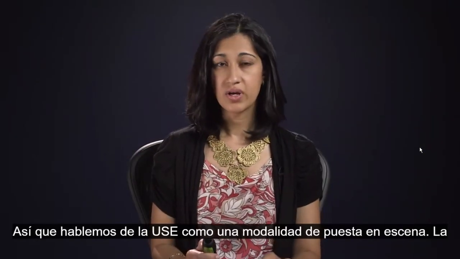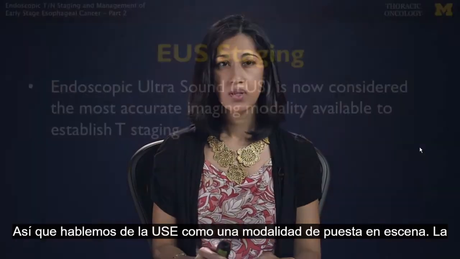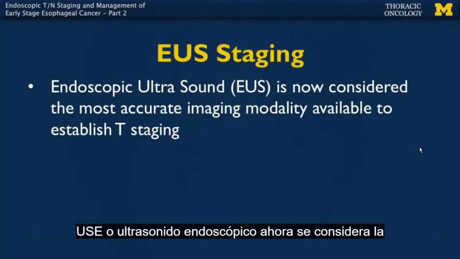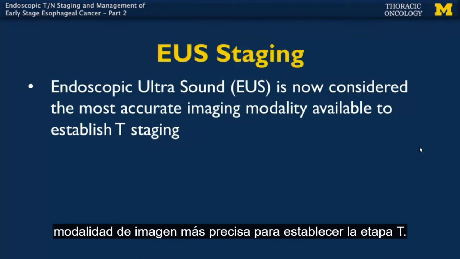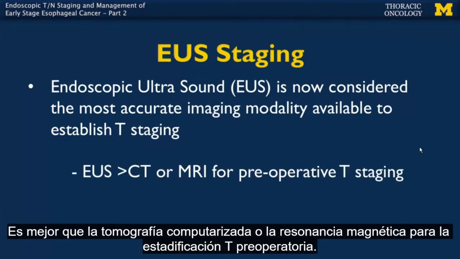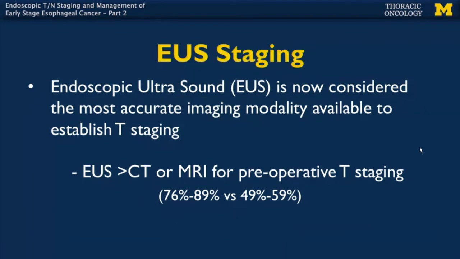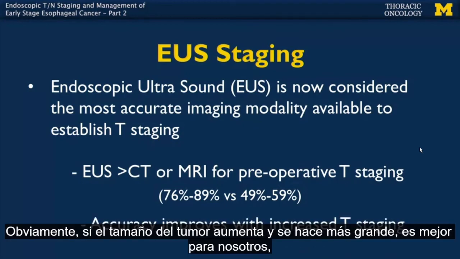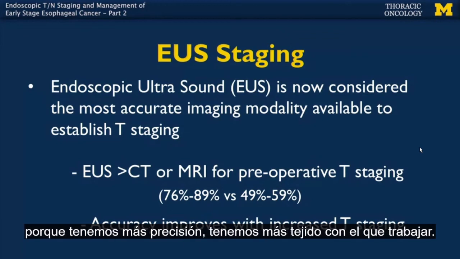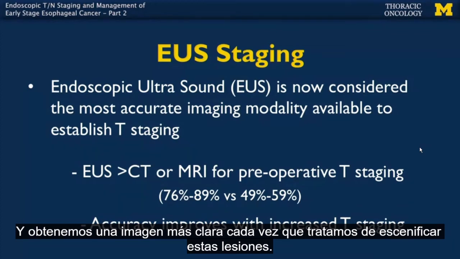So let's talk about the EUS as a modality for staging. EUS, or endoscopic ultrasound, is now considered the most accurate imaging modality to establish T-stage. It is better than CT or MR for preoperative T-staging. And if you look at the percentages, they're about 76 to 89% versus 49 to 59% accuracy. Obviously, as the tumor size increases and gets larger, it's better for us because we are more accurate, we have more tissue to work with, and we get a clearer image whenever we're trying to stage these lesions.